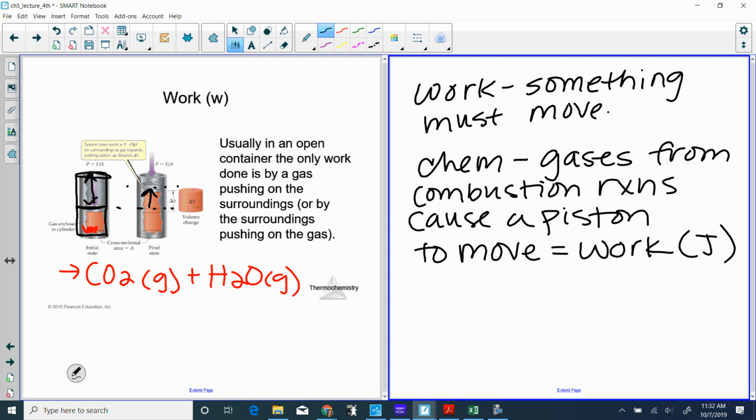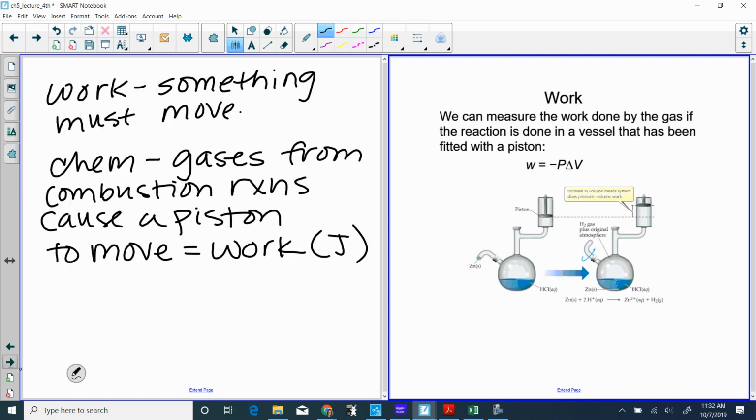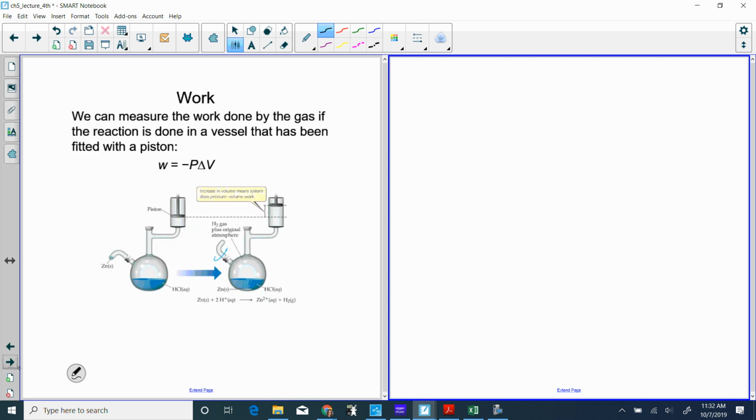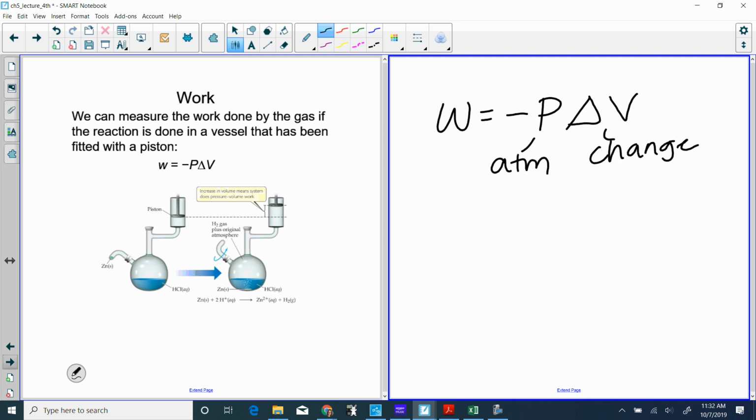Work is a form of energy, so its unit has to be joules. We do not have a joulometer like we have a thermometer. We cannot measure energy. We have to calculate it. Okay? So our equation is going to be work equals negative P delta V. P is going to be pressure. A unit, maybe you remember for pressure is ATM. It stands for atmospheres. Delta means change, V means volume. So this is change in volume and it has to be in liters.